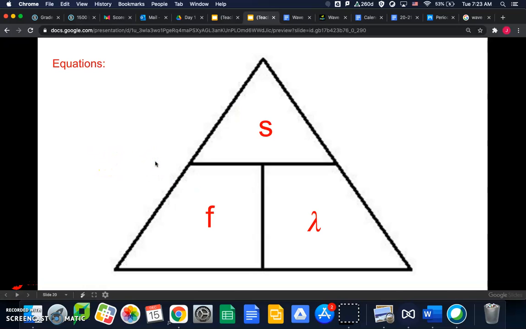Okay. And so then let's make some equations using this triangle. If we cover up the S, we should see that that leaves us with F and lambda. Whenever you have 2 at the bottom of one of these triangles, it's always multiplication. So S equals F times lambda.